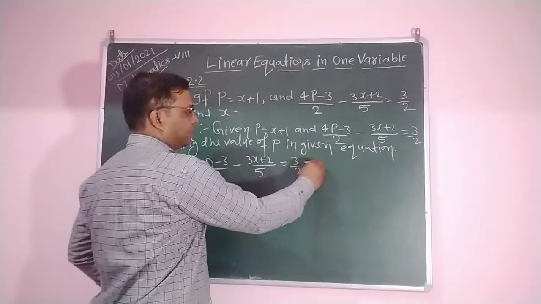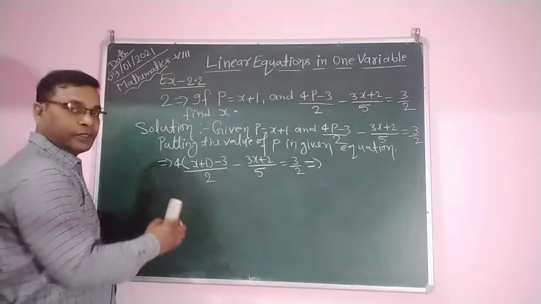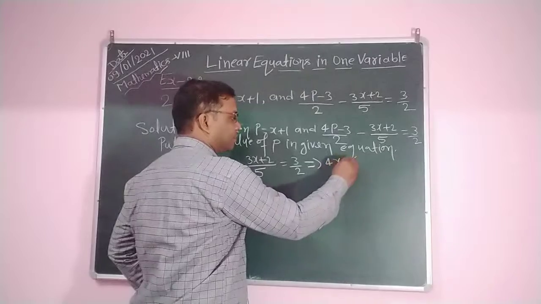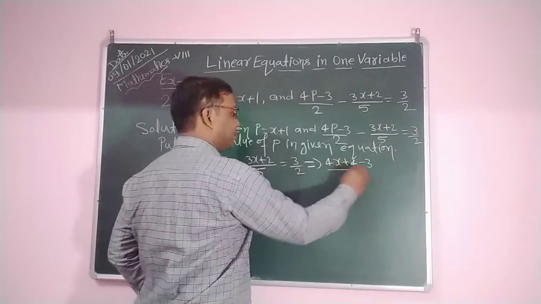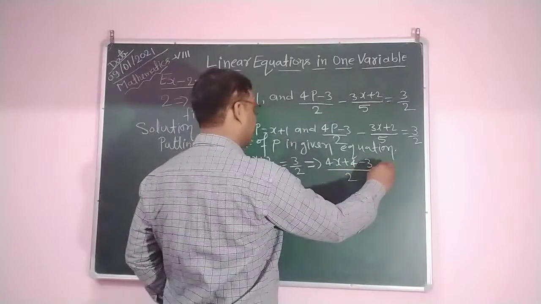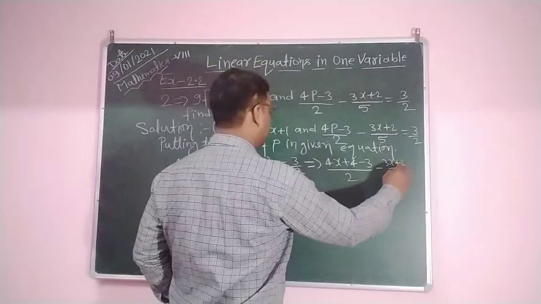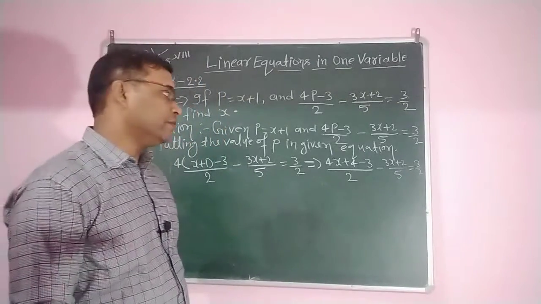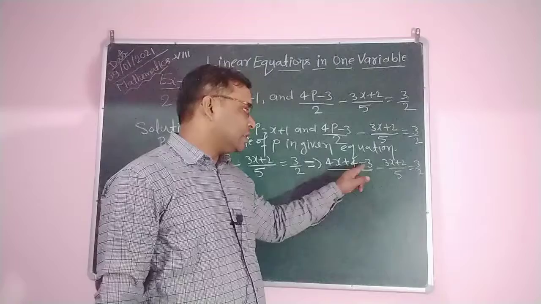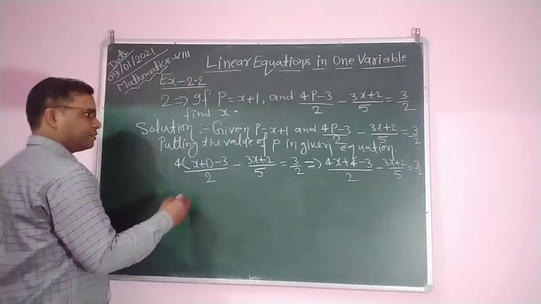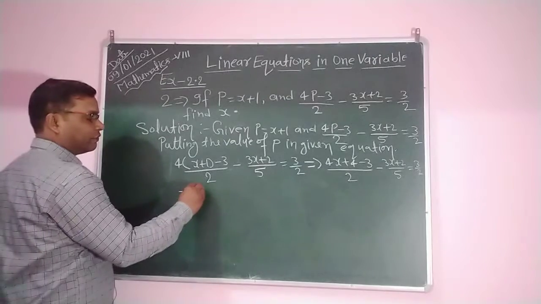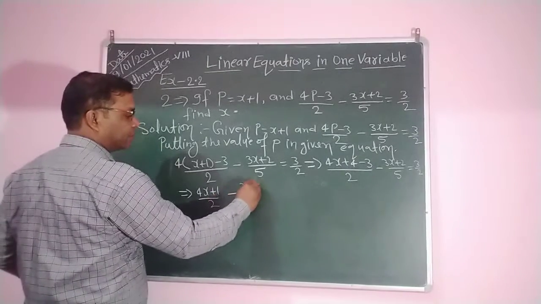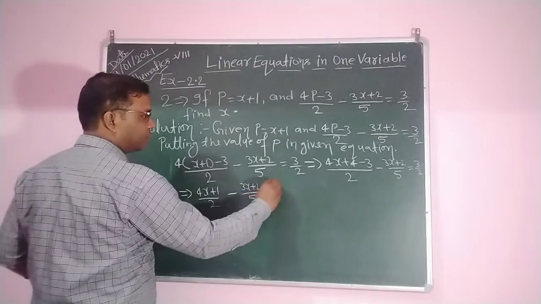Okay, so this gives to us 4x plus 4. (4x plus 4 minus 3)/2 minus (3x plus 2)/5. This is equal to what? 3/2. This is clear. Now here if you subtract 3 from 4, then you get 1. So you can write it (4x plus 1)/2 minus (3x plus 2)/5. This is equal to 3/2.